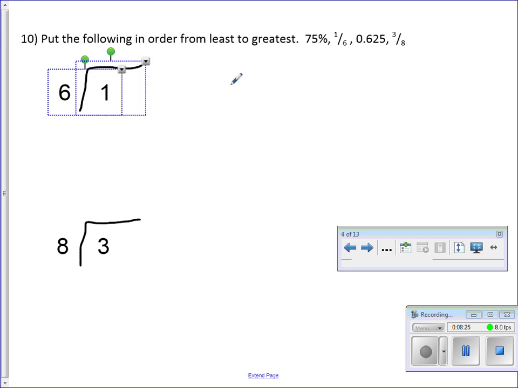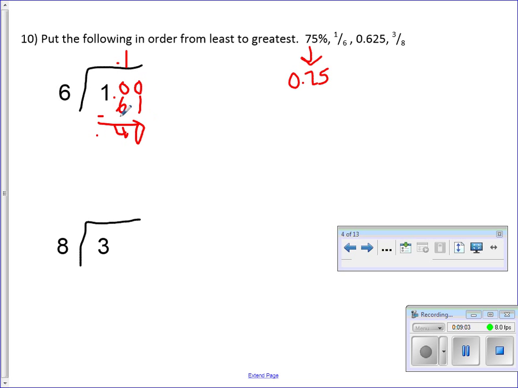All right. The next question that you guys needed help with was putting these in order from least to greatest, which was number 10. I would change everything to a decimal, and I would line our decimals up as well. 75% is 0.75. 1/6 we need to divide out. 1 divided by 6. 6 does not go into 1, but 6 goes into 10 once. And then bring down my 0. 6 goes into 40 6 times, and this goes on forever.